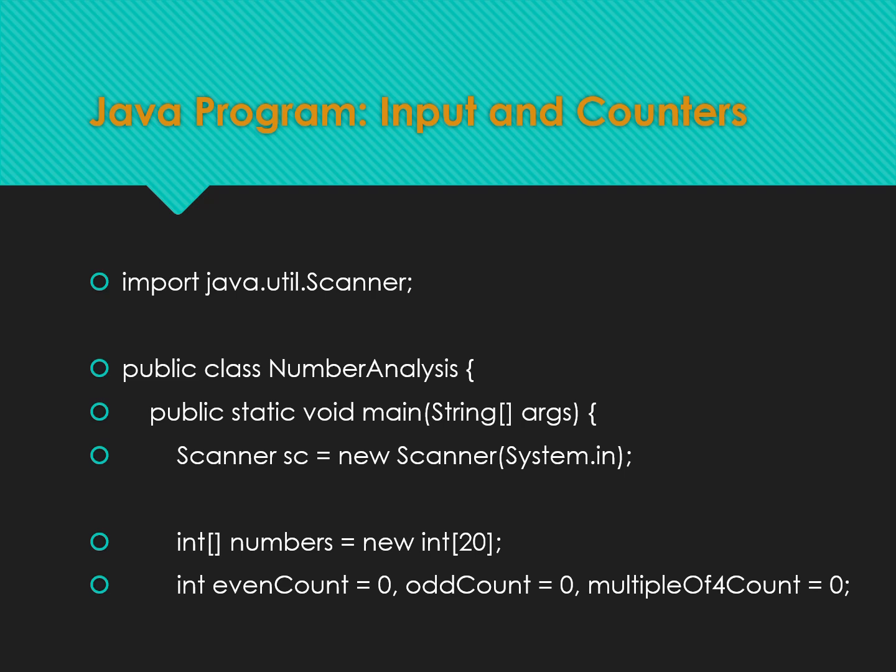Finally, we initialize 3 counters, evenCount, oddCount, and multipleOf4Count, all set to 0. These will track our results as we process the numbers. Next, we'll see how the loop reads the input and checks each number.